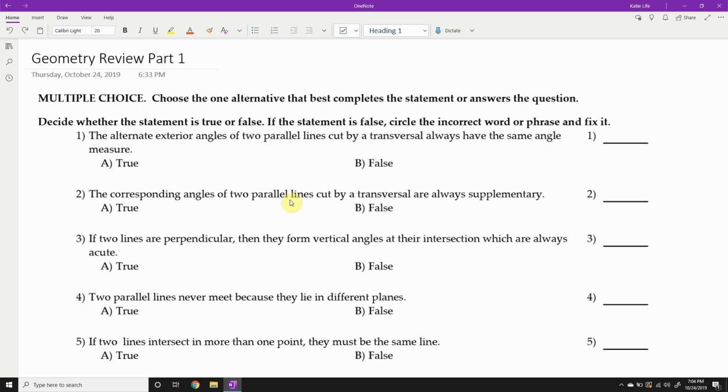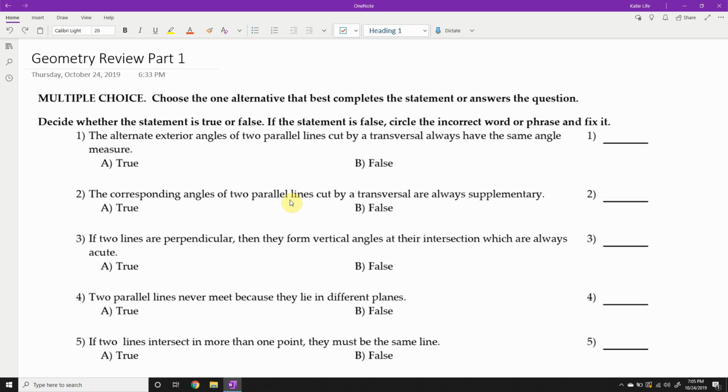To begin, we're going to warm up with some general knowledge questions concerning definitions, terminology, and other well-known geometric relations. Our task is to decide whether the statement is true or false. If the statement is false, circle the incorrect word or phrase and fix it.